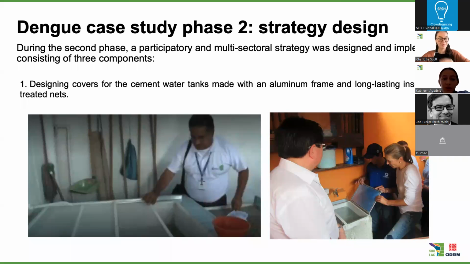So this was a participatory process. It was a multi-sectoral strategy that was designed and implemented. Not only the research team, it was designed and implemented with the community members, with decision makers. And so it's an important component of implementation research. And the first component of the strategy was designing covers for the cement water tanks made with an aluminum frame and long-lasting insecticide-treated nets. So that you said in your responses. So that's amazing. As you can see here, the cement tanks are covered with insecticide-treated nets.